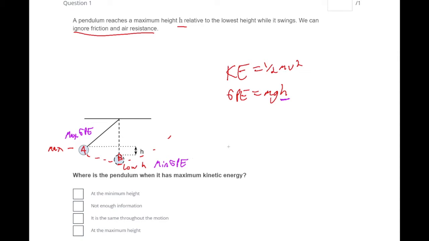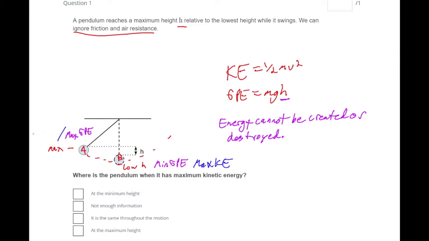Some of you might be asking, why am I bringing up GPE when I was talking about KE? Well, very simple. Conservation of energy. We know that energy cannot be created nor destroyed. This tells us that energy can only go from one form to another. So what does that mean? That means that at point A, when I have maximum GPE, all of that energy is getting transferred into something else as it moves to point B. Since I have minimum GPE at point B, and since my pendulum is moving at this point, that means at point B, I'm going to have maximum KE. And then at point A is where I'm going to have a minimum KE.